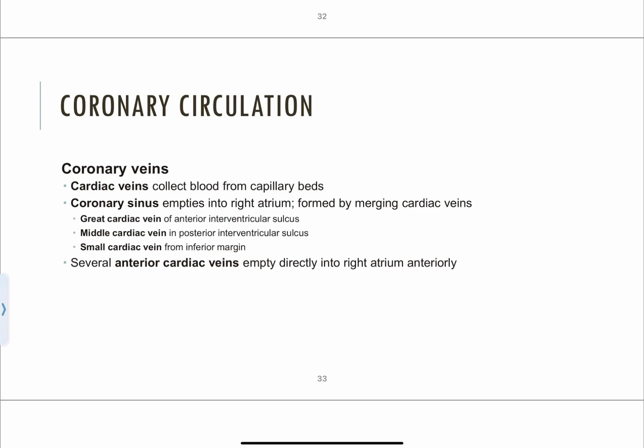The great cardiac vein is anterior in your anterior interventricular sulcus, the middle is in your posterior interventricular sulcus, and your small cardiac vein is in your inferior margin. And there's a bunch of different anterior cardiac veins that are emptying directly into the right atrium as well.